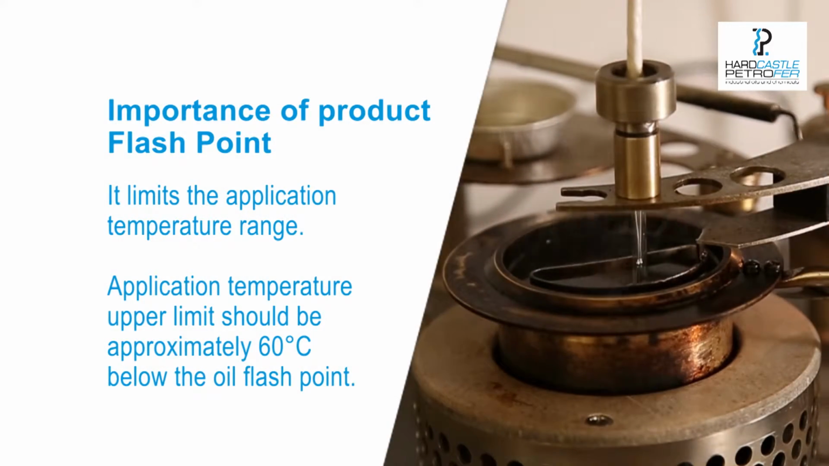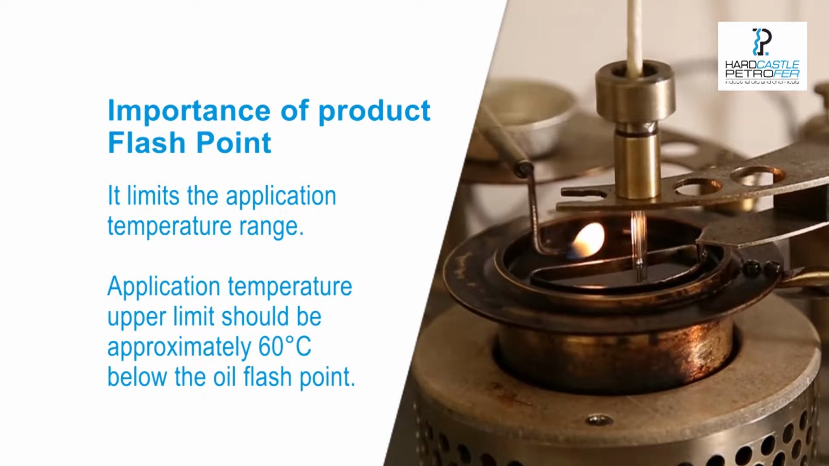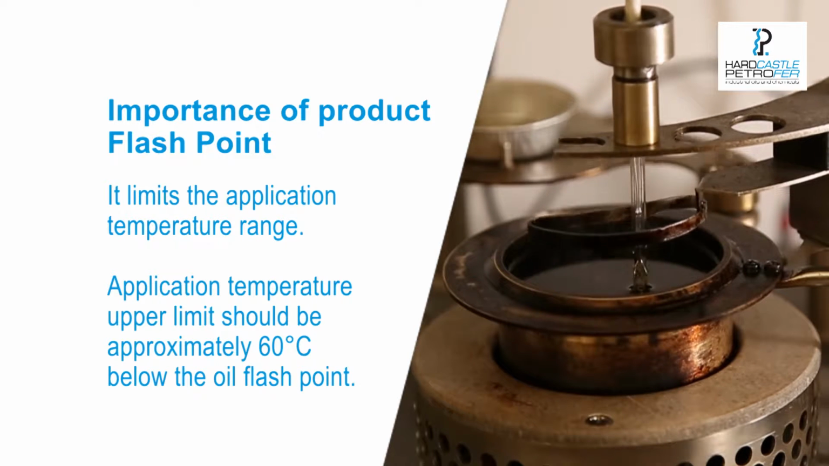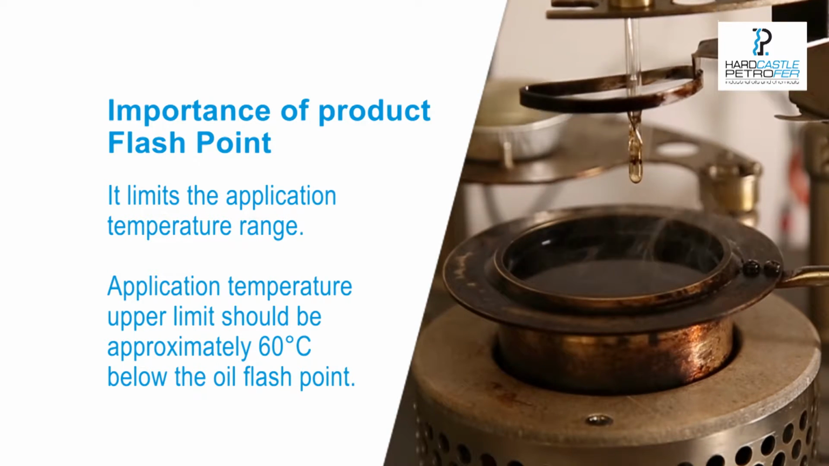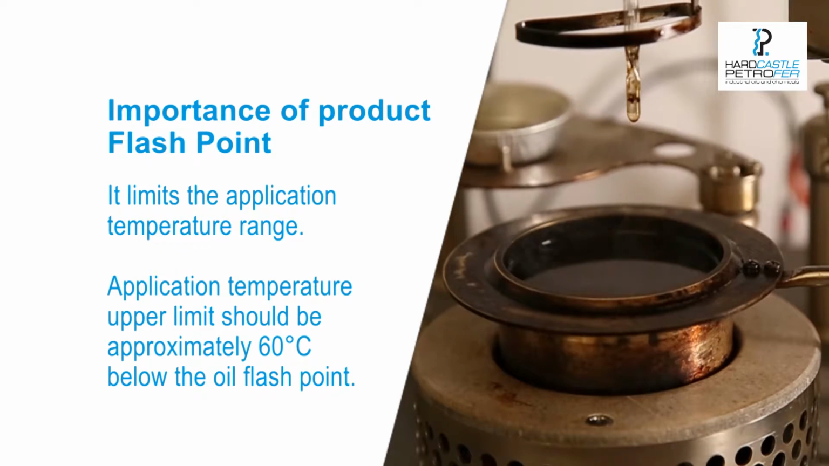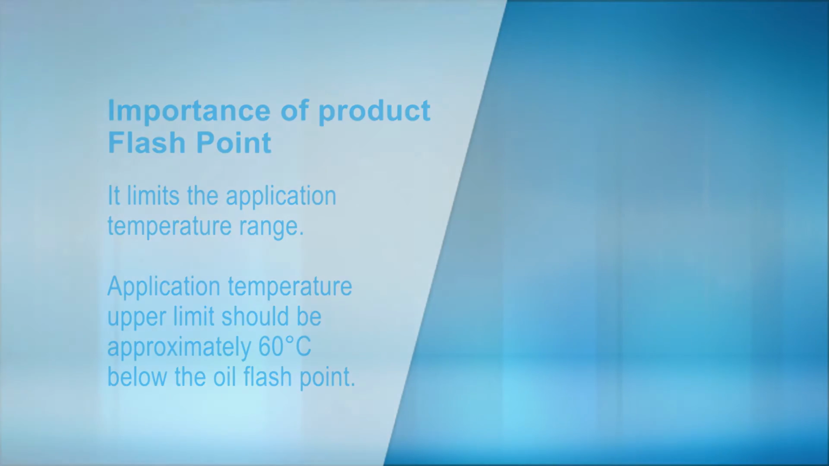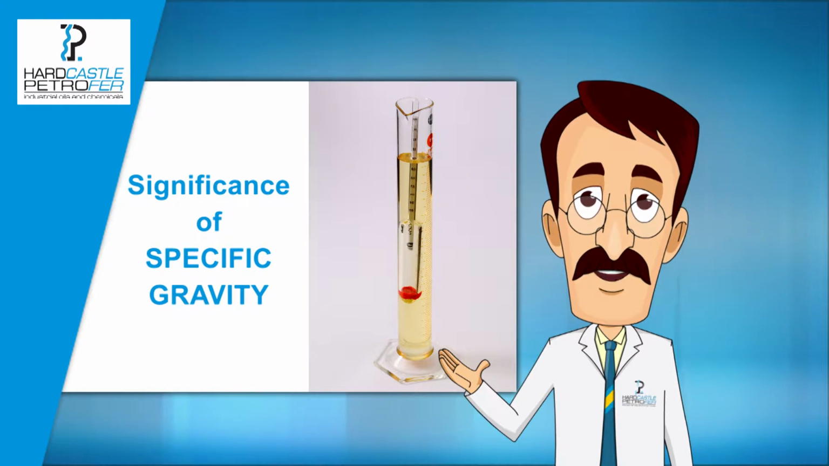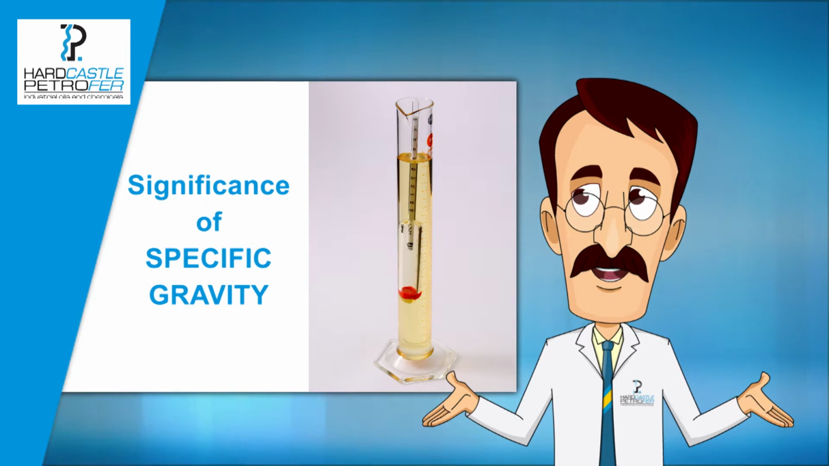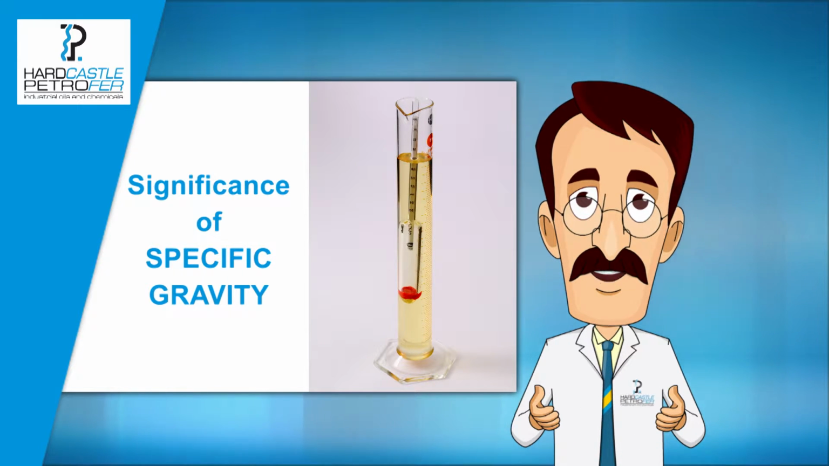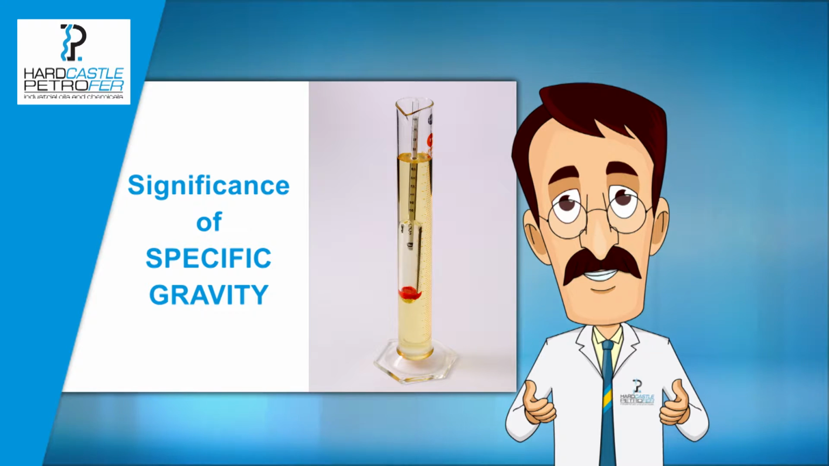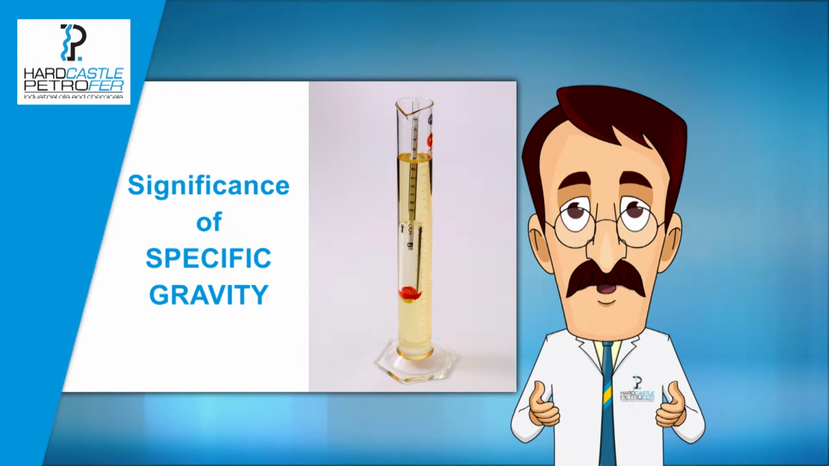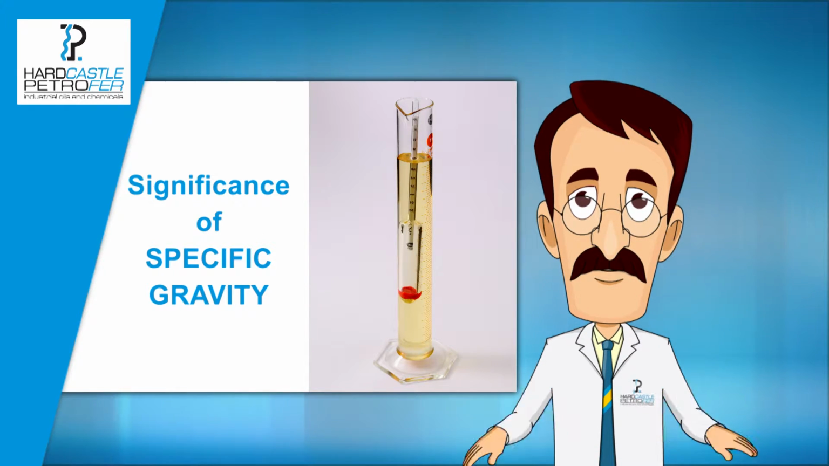Importance of product flashpoint. It limits the application temperature range. Typically, the application temperature upper limit should be approximately 60 degrees Celsius below the oil's flashpoint. Specific gravity of a pure mineral oil can give an indication of its origin. However, it can be significantly modified by additives, and therefore, the quality of a quenching oil cannot be determined on the basis of its specific gravity.